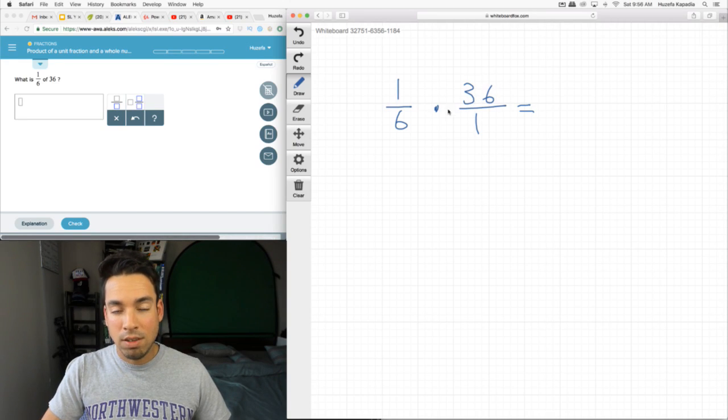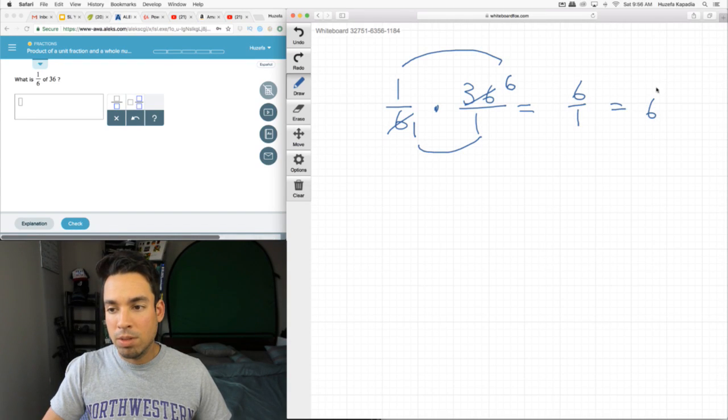And 36 and 6 have common factors. We can divide this by 6, and divide this by 6. So 36 divided by 6 is 6. 6 divided by 6 is 1. And now we multiply across with these new numbers. 1 times 6 equals 6. 1 times 1 equals 1, which is simply 6.